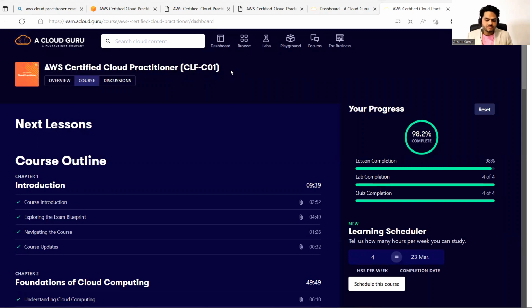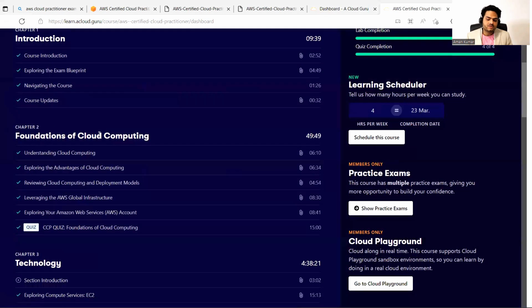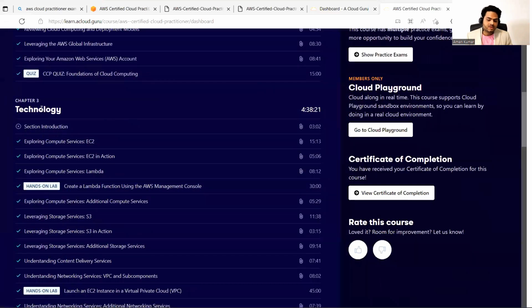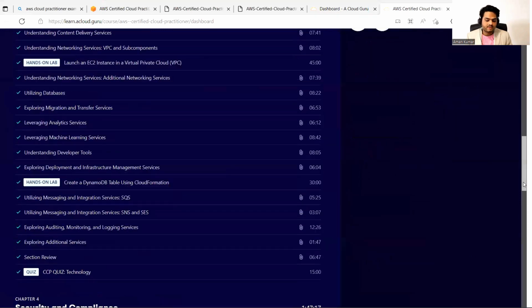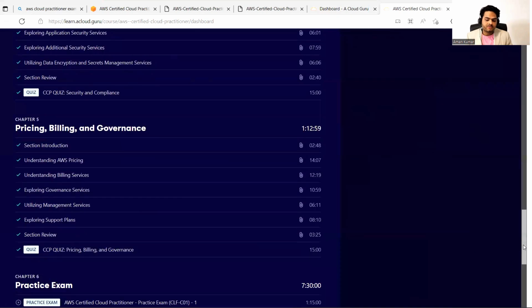So what I did is, if you see here, I discussed four areas. One is foundations of cloud computing. The second area is technology. The third area is security and compliance, which, as I told you, is the area I was struggling with a little bit. And then pricing, billing, and governance.